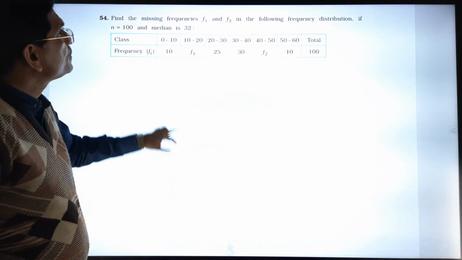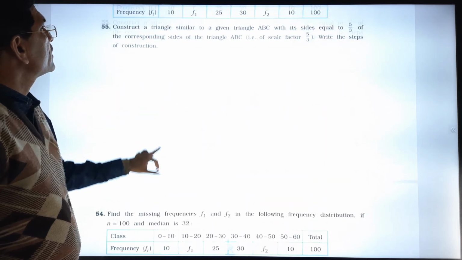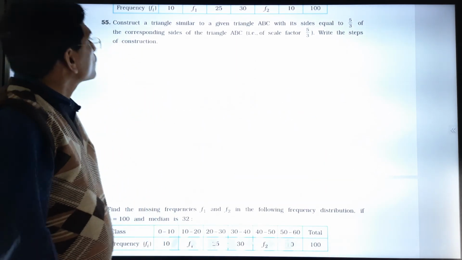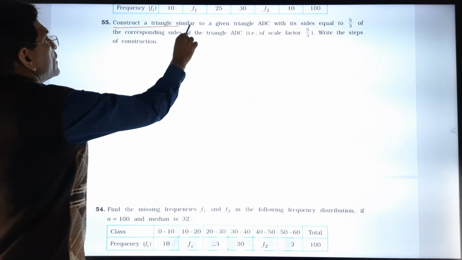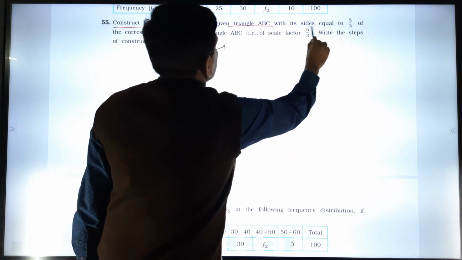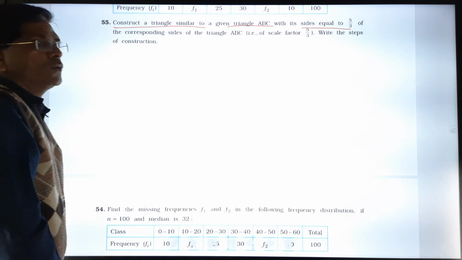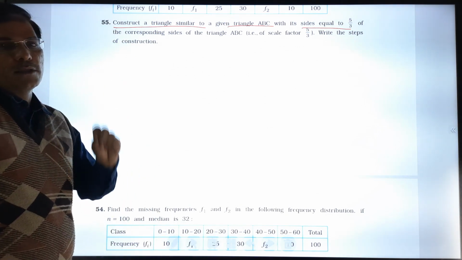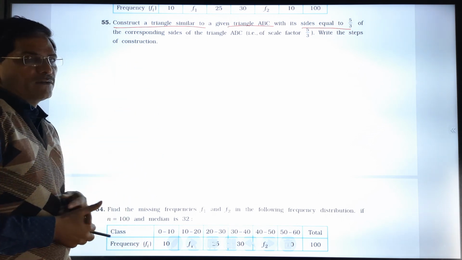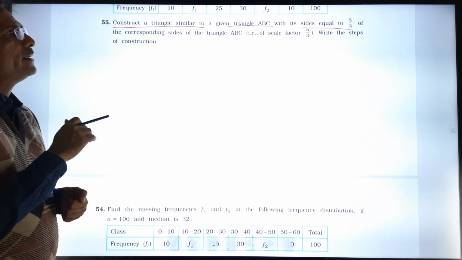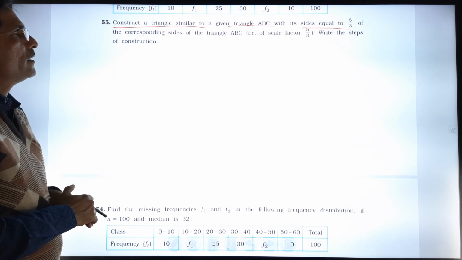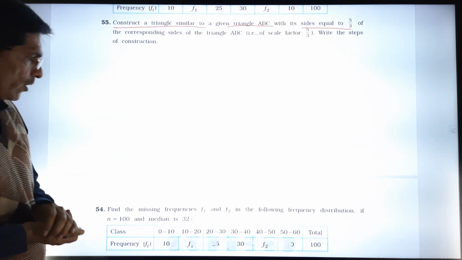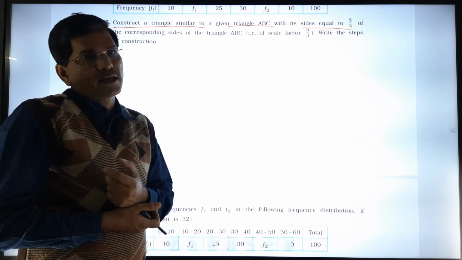Now we can also discuss one construction. Construct a triangle similar to the given triangle ABC with scale ratio 5:3, where the ratio is greater than 1. So it can be greater than 1 or less than 1; that is called the scale ratio. It is also in your text as an example.